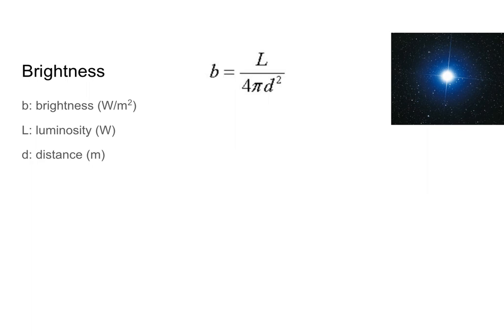Okay, so we've talked luminosity. Let's go ahead and move on to brightness. So brightness, again, aka apparent brightness, is how much light I am receiving from here on Earth, or wherever I am measuring brightness. So brightness is equal to luminosity divided by 4 pi times the distance from me to the object squared. So that's all pretty straightforward.